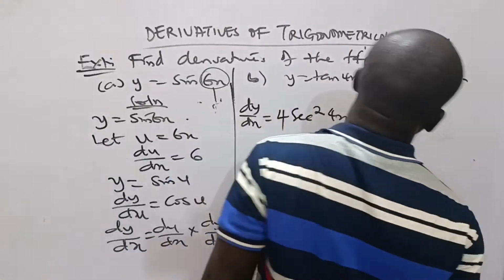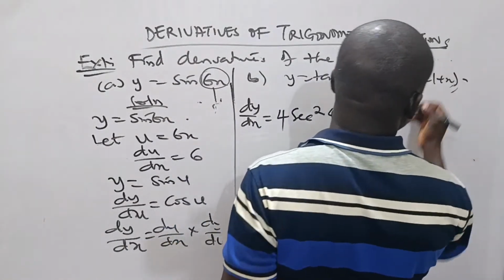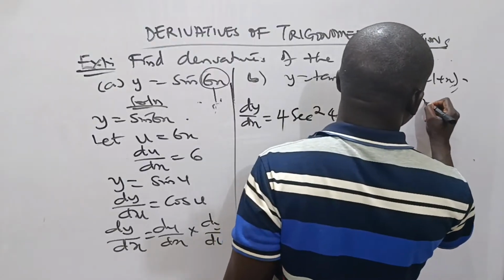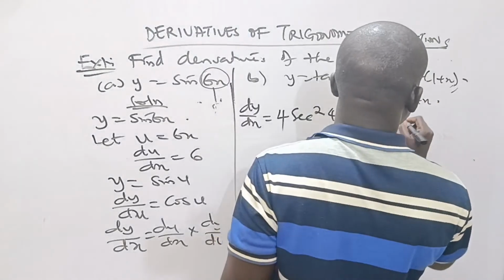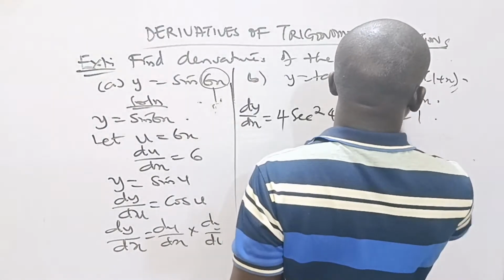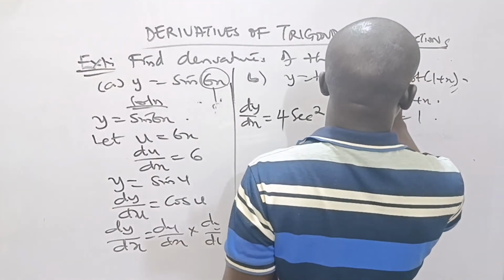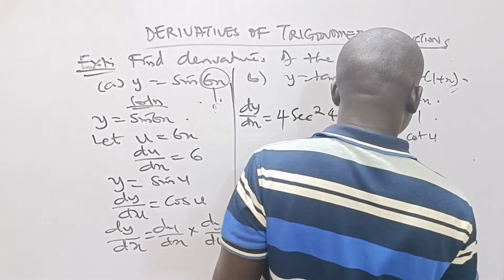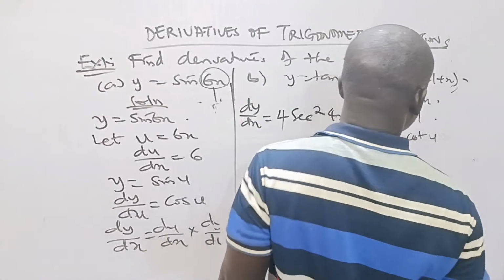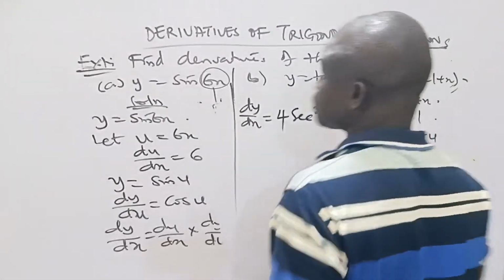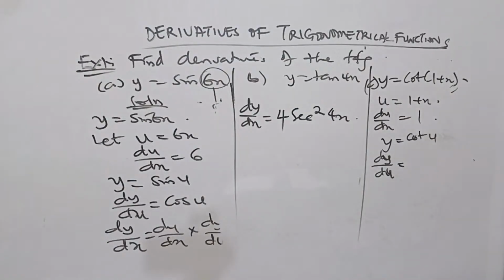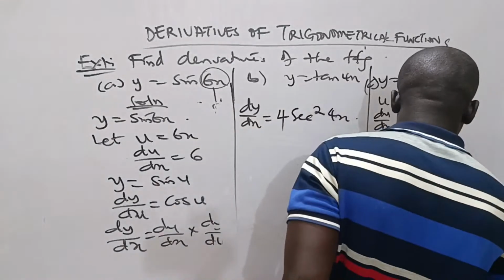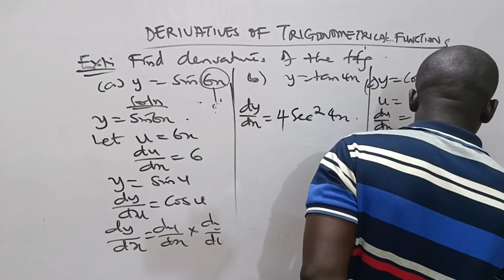In this case also, differentiate what you have here. Say let u equal to 1 plus x, so that du/dx is equal to 1. Then y is equal to cot u. What is dy/du? When we find the derivative of cot, the derivative of cot x is minus cosec square x. So here we are going to have minus cosec square u.